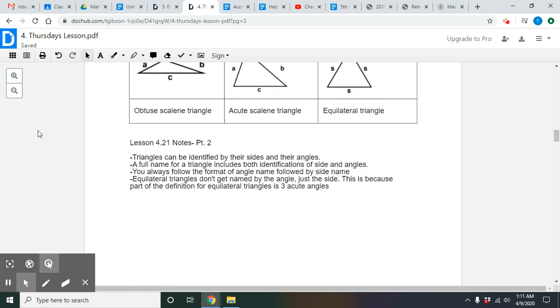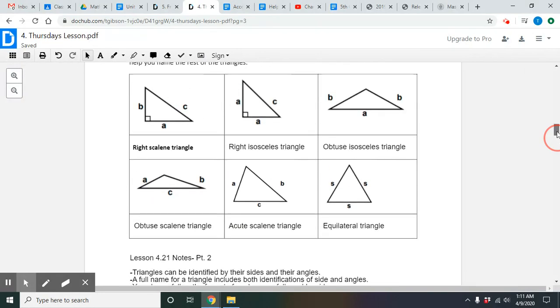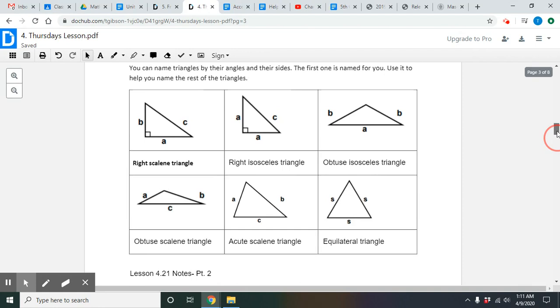All right, good job on writing your notes down and of course including these types of triangles that you need to be putting in your notes. It's very important to write these visuals down just so you can understand and see and visualize what we've been talking about other than just having words in your notes. Visuals are always important for you to understand how to identify a triangle.